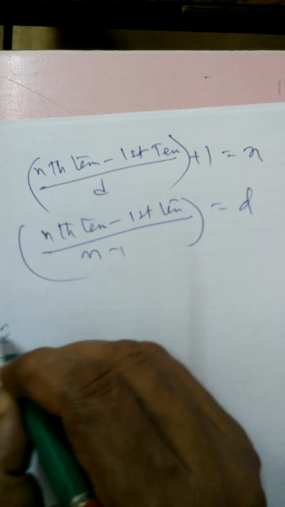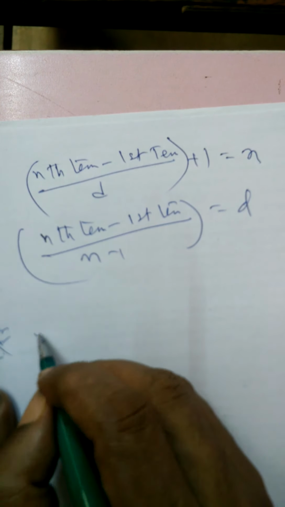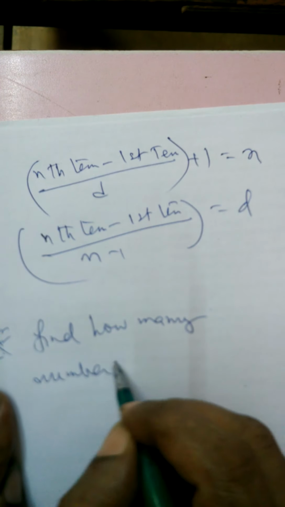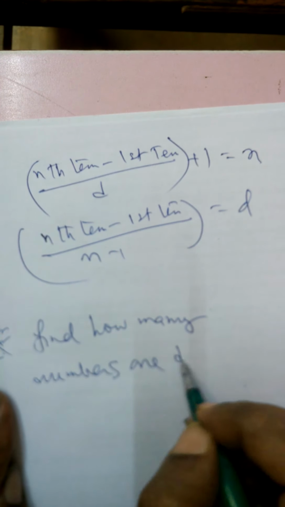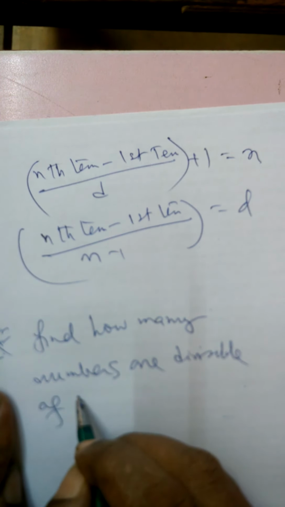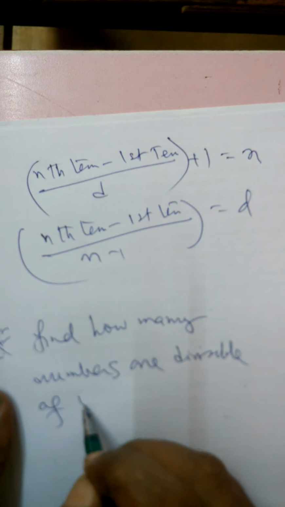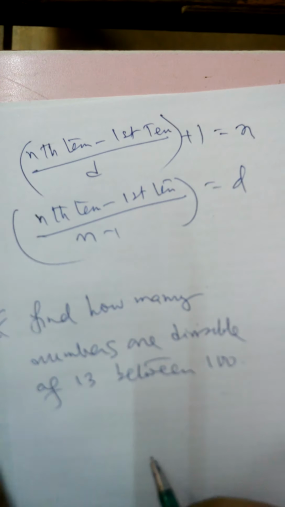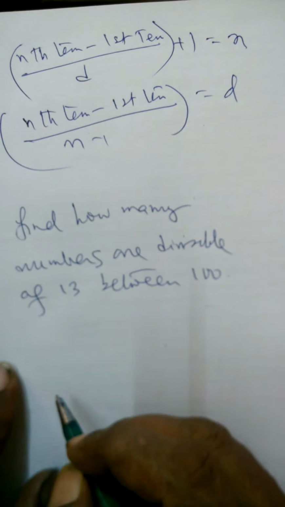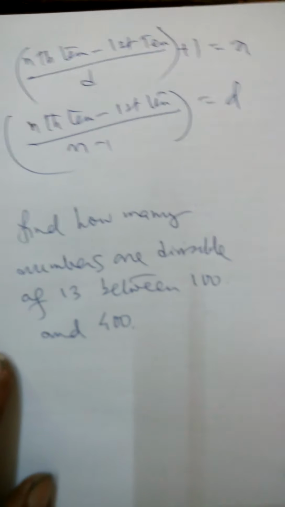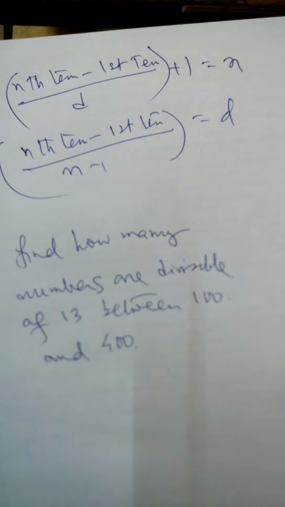Now taking this concept, find how many numbers are divisible or multiple. Same thing, divisible means multiple. Divisible of 13 between 100 and 400. So how many numbers will you get which are divisible by 13 between 100 and 400?